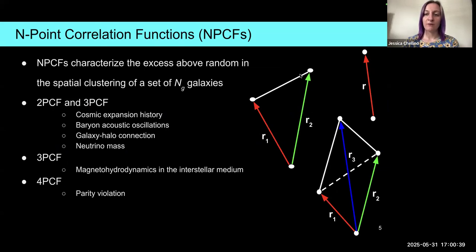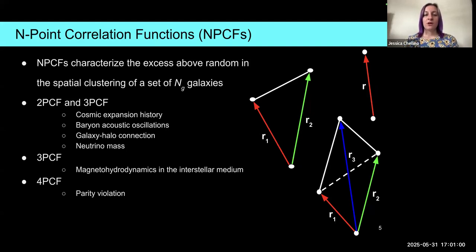The three-point function involves three galaxies. You choose one as the primary vertex and measure the distances to the other two galaxies. And you need to do this for all possible triplets in your sample. And the four-point function is similar, where you have four galaxies and you measure the distances between them and find all possible tetrahedra in your sample.